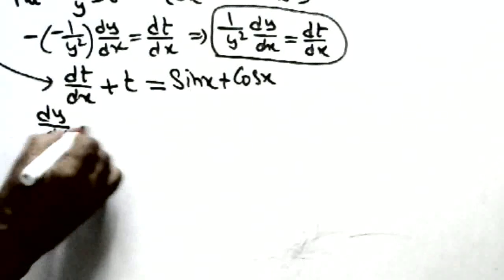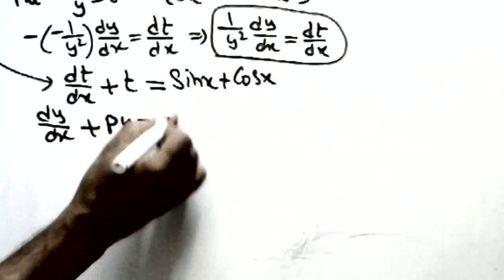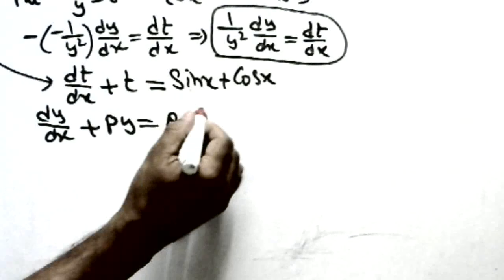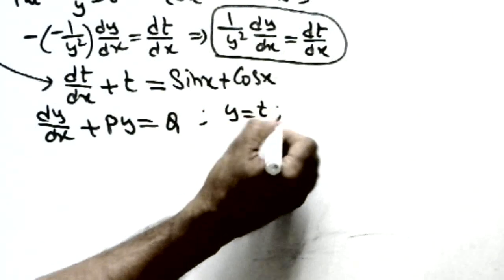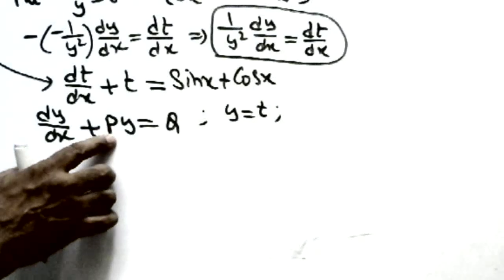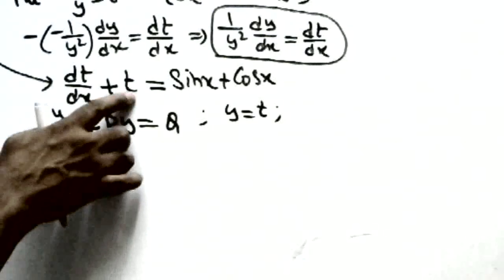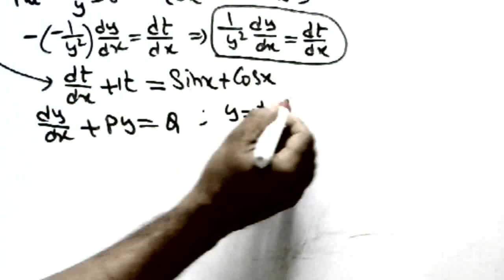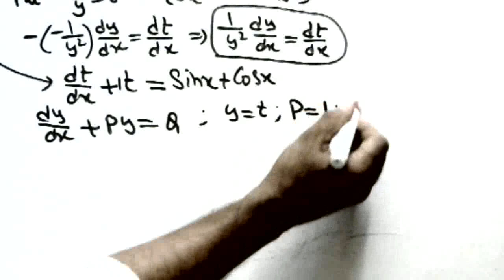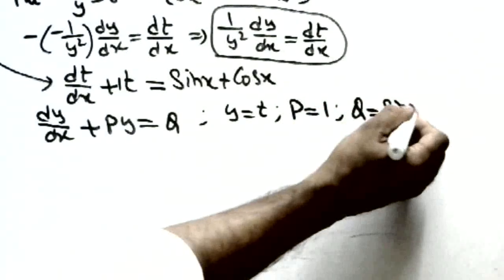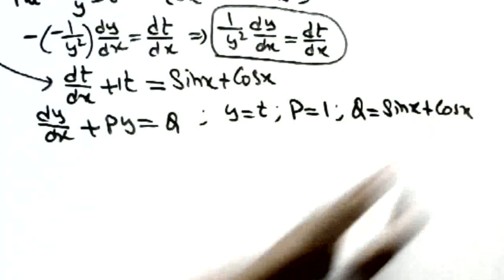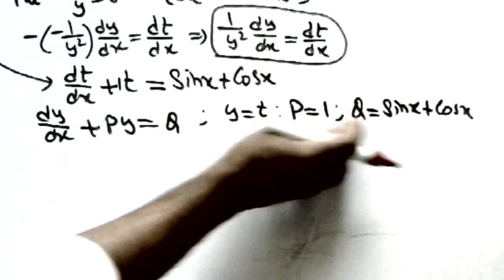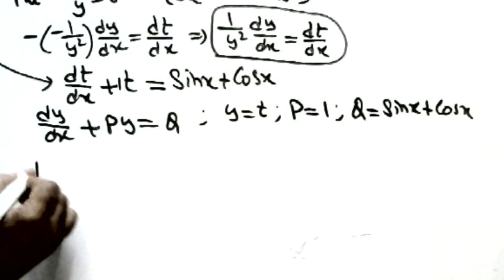Let me compare this one with dy by dx plus py equals to q. This is a linear differential equation. In place of y we are having t, so y equals to t. In place of p it is 1, so we write p equals to 1. In place of q we are having sin x plus cos x. So comparing this, we got the values of y, p and q.